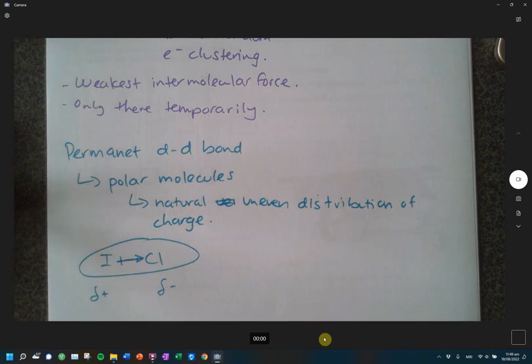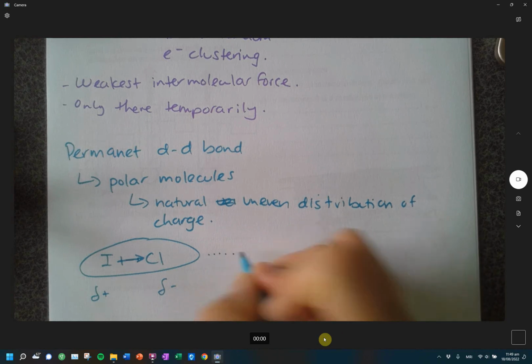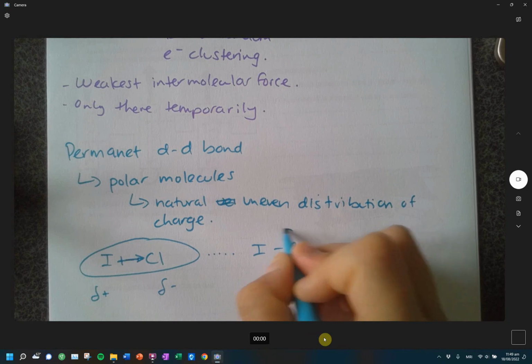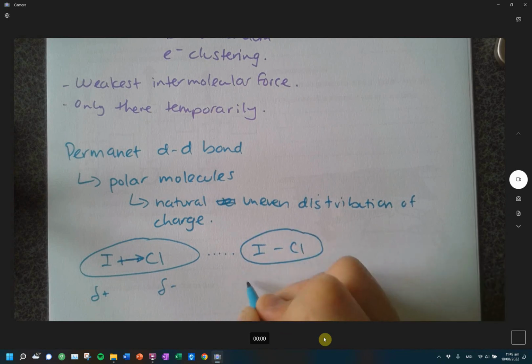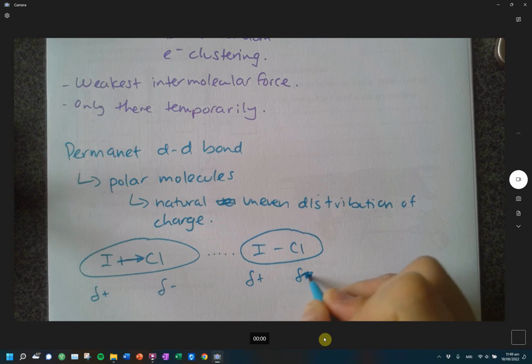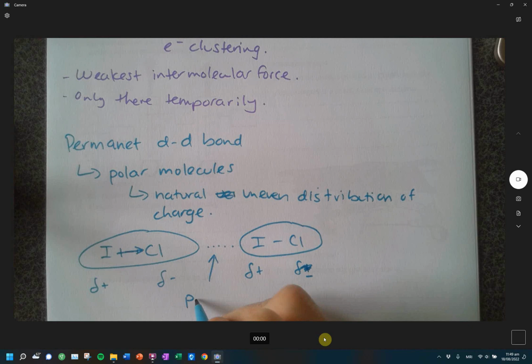So it always has that unequal distribution of charge, and so with that, it's always going to then have these attractive forces with the neighboring molecules as well. Yep, that should be a negative sign. So that there is our permanent dipole-dipole.